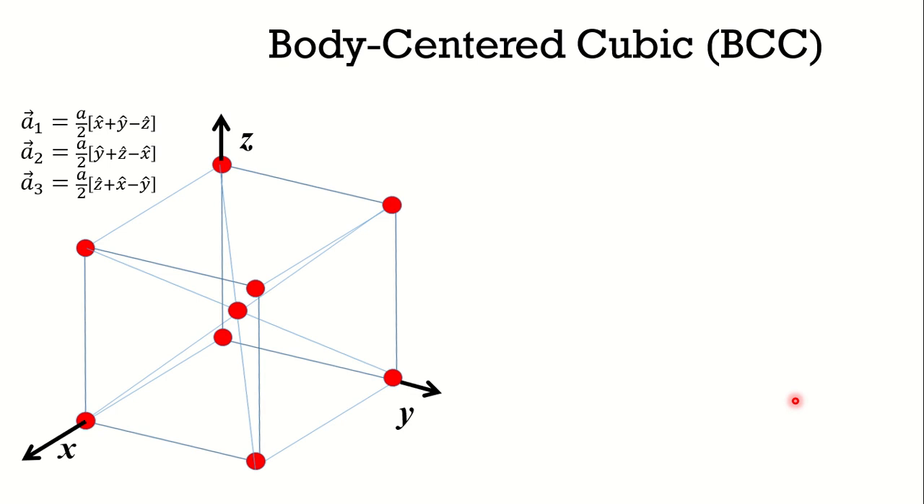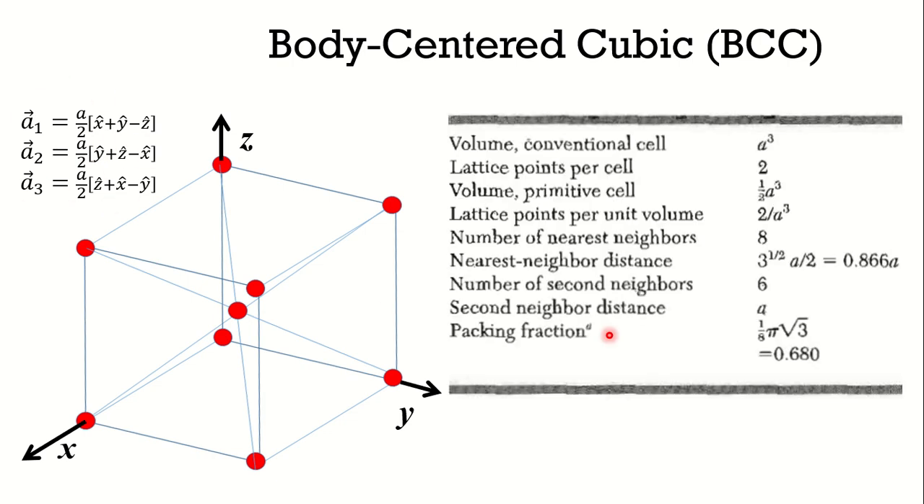Now for a body centered cubic structure, as I discussed, these are the primitive unit cell vectors. Here the corner points add up to 1 lattice point. However, there is one additional point at the center. So there are a total of 2 lattice points per unit cell in a body centered cubic structure. So this is not a primitive unit cell.